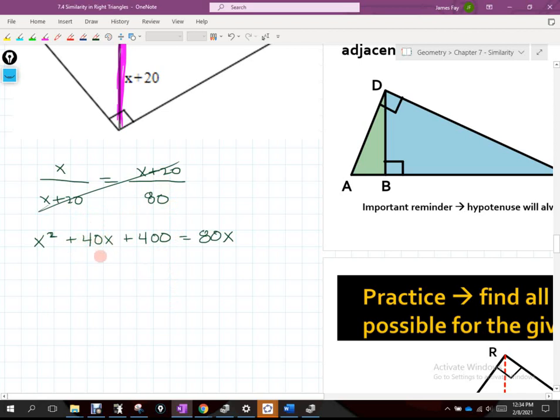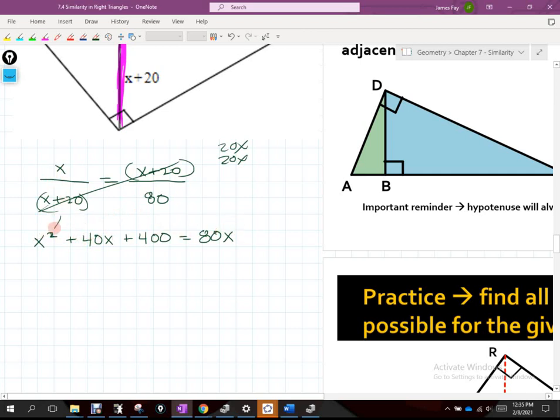If you miss this problem or struggle with this one, ask yourself if you got that 40x. Because a lot of people get x squared plus 400. But remember, you have to FOIL these two things. Outside times outside gives me x times 20, and then inside times inside gives me 20 times x. And then we add O and I.